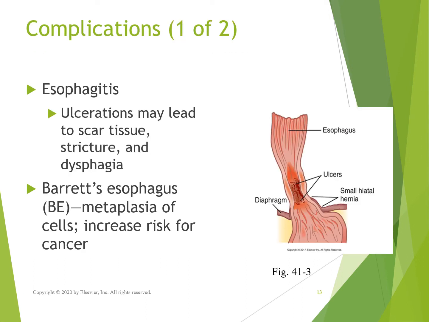Complications of GERD include esophagitis, where you actually have ulcerations that lead to scar tissue, strictures, and then that can cause issues with dysphagia, difficulty swallowing. And then Barrett's esophagus, this is a severe, chronic form of esophagitis that involves metaplasia of cells, and it's a huge risk factor for esophageal cancer. So anytime you see Barrett's esophagus, you should associate that with increased risk for esophageal cancer.